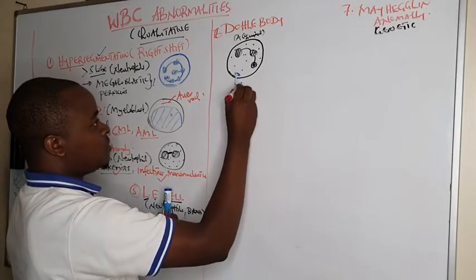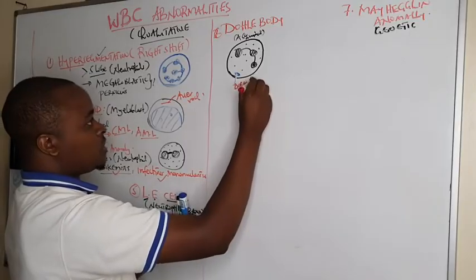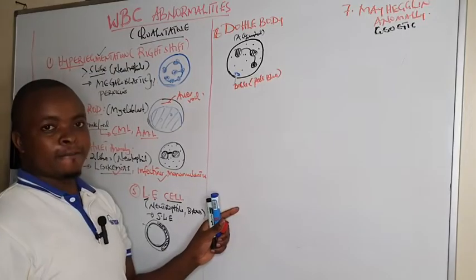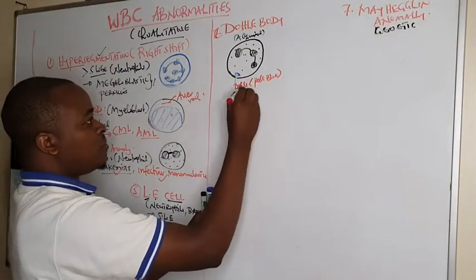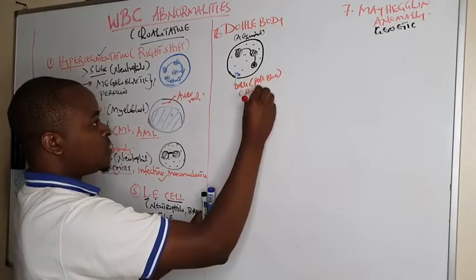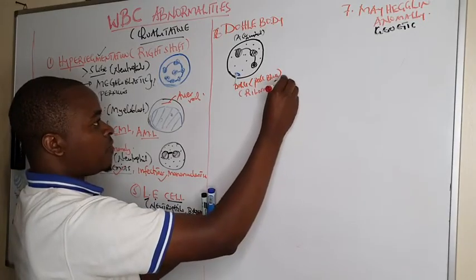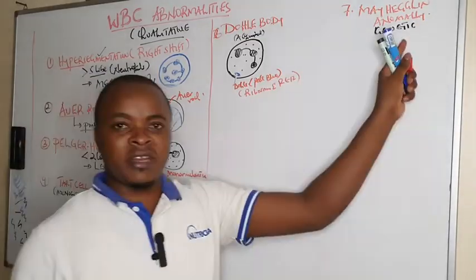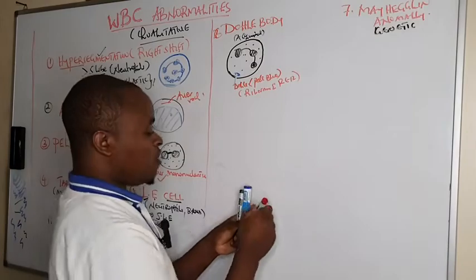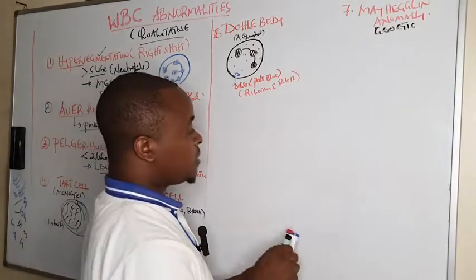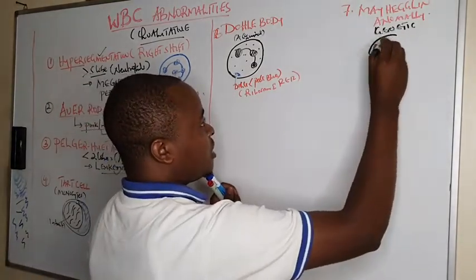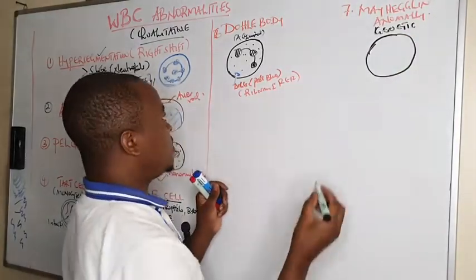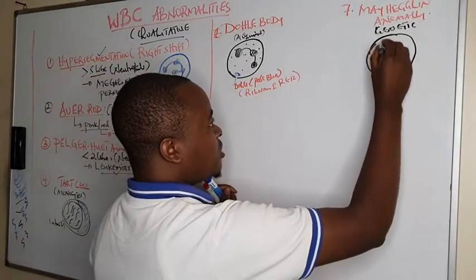This is a Döhle body, and it is always pale blue staining, and it is due to polymerization of ribosomes and rough endoplasmic reticulum. Whereas May-Hegglin anomaly can occur in all types of white blood cells. You can have a monocyte, a neutrophil, a lymphocyte. But in this case, I want to use a neutrophil.